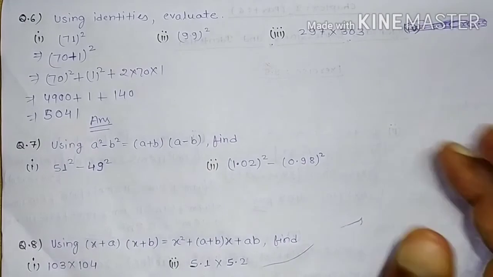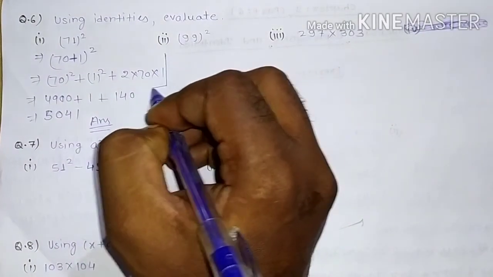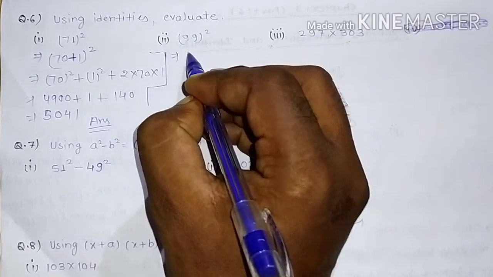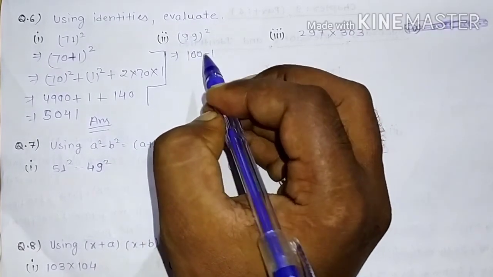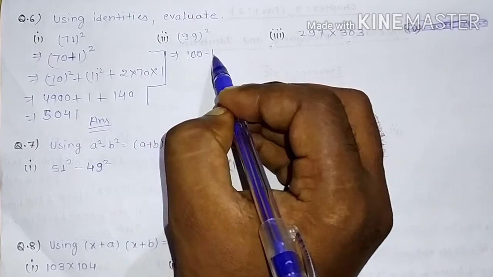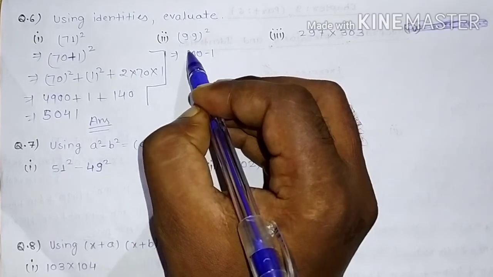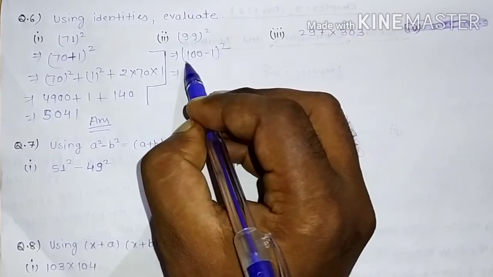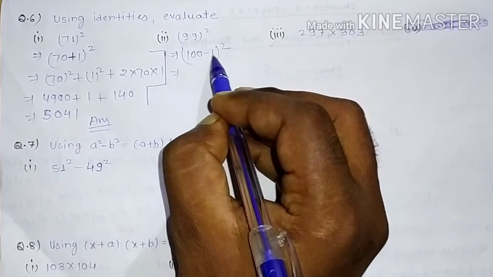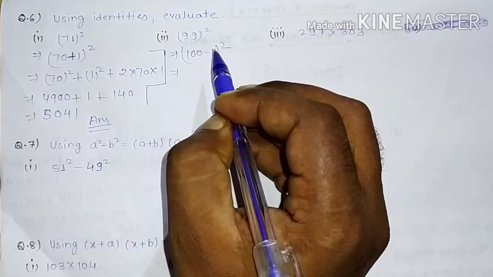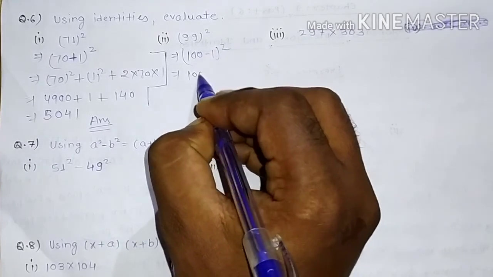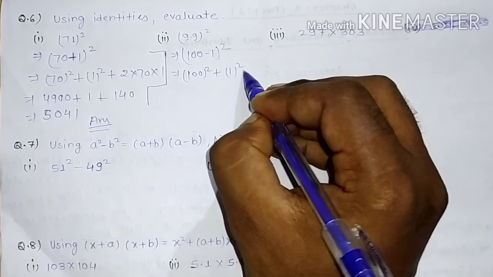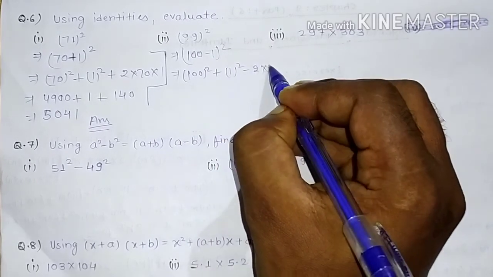Now the next question is 99 whole square. Again at the place of 99, we can write 100 minus 1. 100 minus 1, that is 99, and the whole square. Again this expression is in the form of A minus B whole square, so just apply the formula: A square, that is 100 square, plus B square, that is 1 square, minus 2 into A into B.